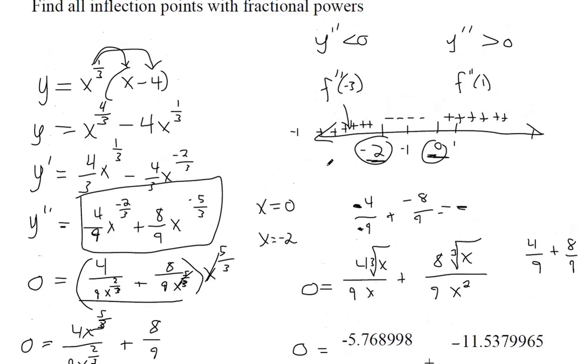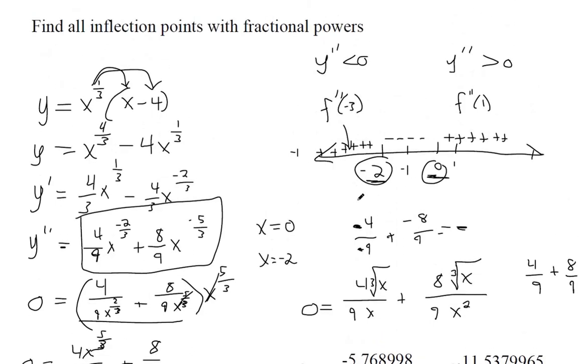And they said points in the textbook. So these are the x-coordinates. You just need to plug them into the original equation to find the y-coordinates, right? So -2, comma, the y-coordinate by plugging it in. That's an inflection point. And plug in 0. That one's 0, right?